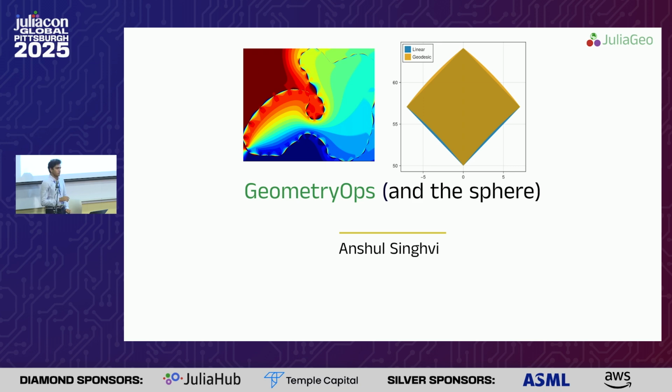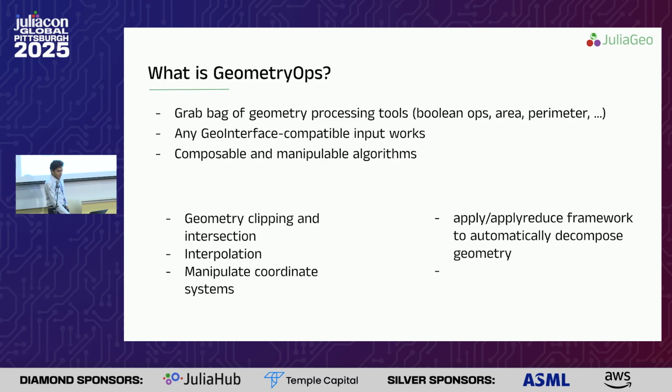So you may want to find the area of a crater on an asteroid, for example, which is some crazy oblate ellipsoid or something. So there's lots of nonlinearities and fun stuff that comes with spherical processing. So what is GeometryOps? What is this thing, first of all, right? It's a grab bag of geometry processing tools.